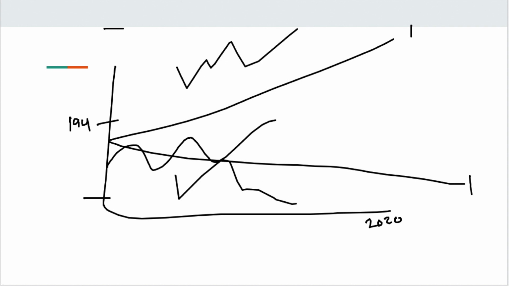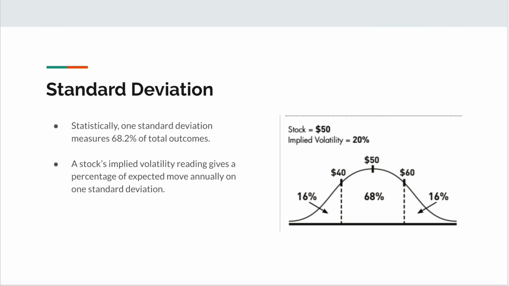So let's talk about where we get the 68% now. If we have to determine that number from somewhere. The 68% of the time, or 68.2% of the time really, is the one standard deviation, which measures the total outcomes that can happen within a year. So a standard deviation measures 68.2% of total outcomes that can happen within the 1 year trading period. A stock's implied volatility reading gives you a percentage of expected move annually on one standard deviation.